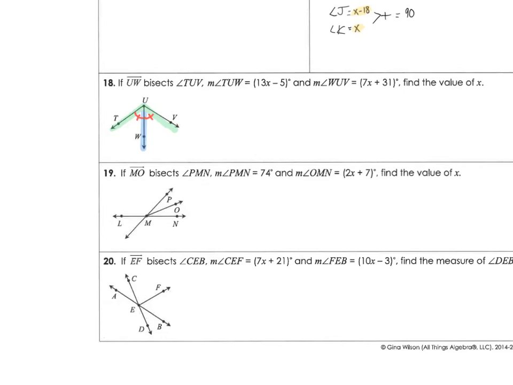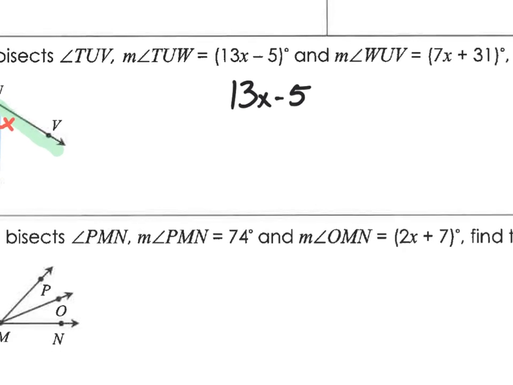Okay, so if we're going to find x, what can we do with those two equations? And we know that they're equal. We can literally set them what to each other? Equal to each other. Good. So you're going to have 13x minus 5 equals 7x plus 31. Look at our x's on the same side, and we'll get x by itself.